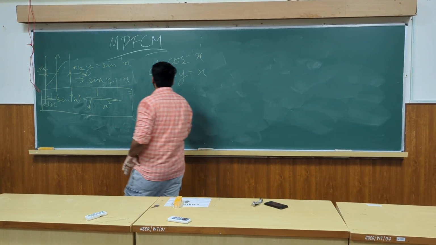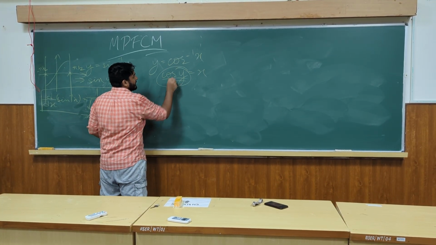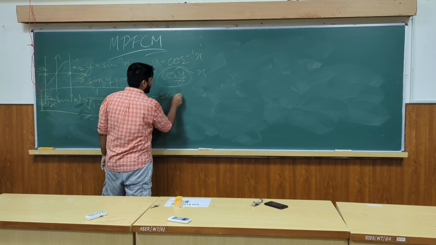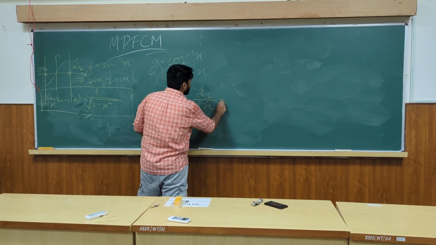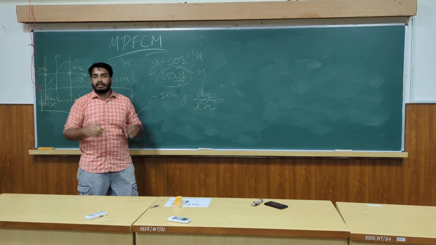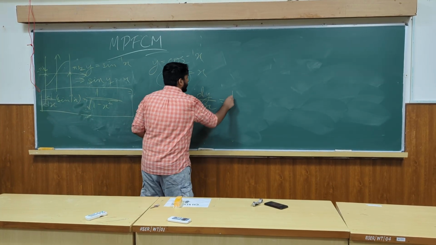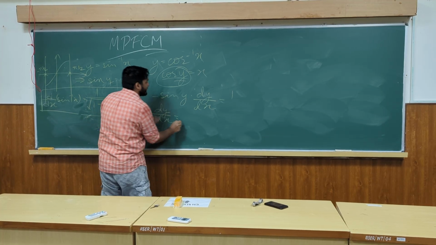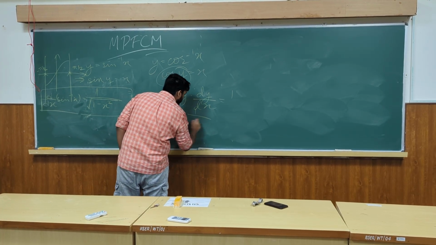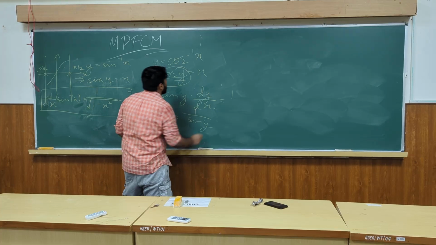So what I'm going to get is, again using the chain rule, we differentiate this, we get minus sine y. But then we should not forget differentiating it again and getting dy dx. Differentiating x with respect to x, you get 1, then you consider dy over dx. You take sine y to the other side and you get minus 1 over sine y.